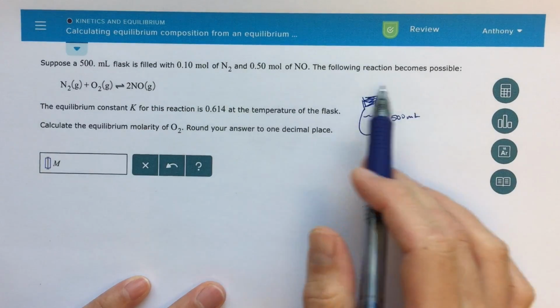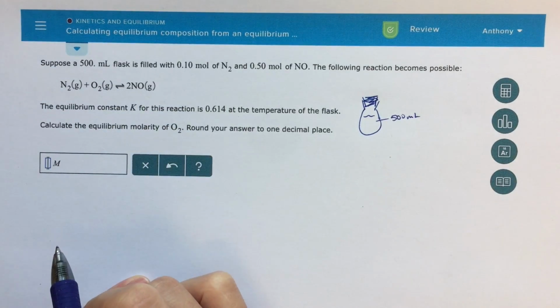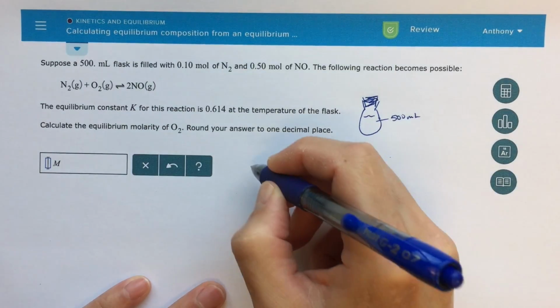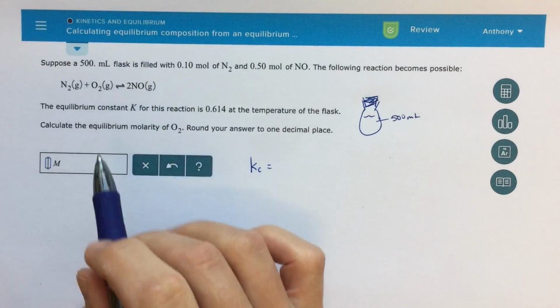So then it says the following reaction becomes possible. N2 plus O2 creates nitrogen monoxide, so we're going to get this other gas. We are given an equilibrium constant K. So whenever I see this equilibrium constant, I think it's going to be a good idea to write out the equilibrium constant expression. We have an equilibrium reaction here.